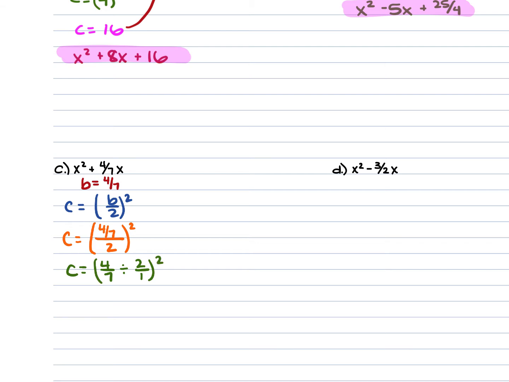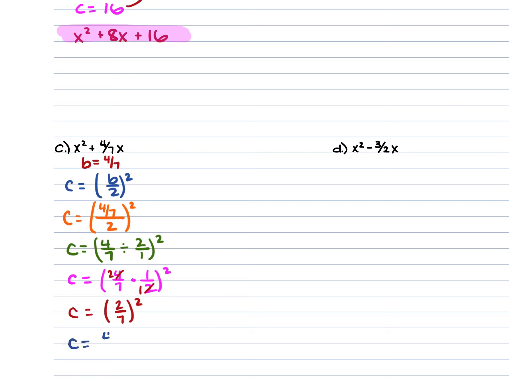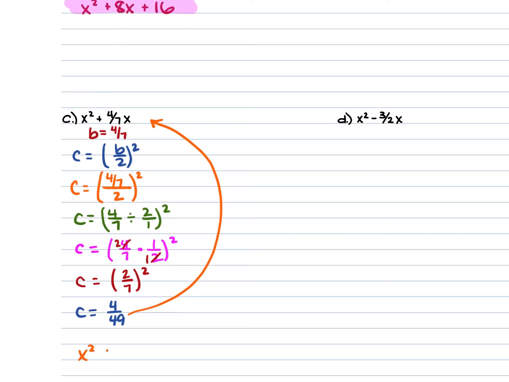When you divide fractions, keep, change, flip. So c is equal to 4 over 7 times 1 over 2, squared. Your 4 becomes a 2, your 2 becomes a 1, so that's just 2 over 7 squared. 2 over 7 squared gives us 4 over 49. We're going to add this to the expression that was originally given to us, and we're going to have x squared plus 4 over 7x plus 4 over 49.